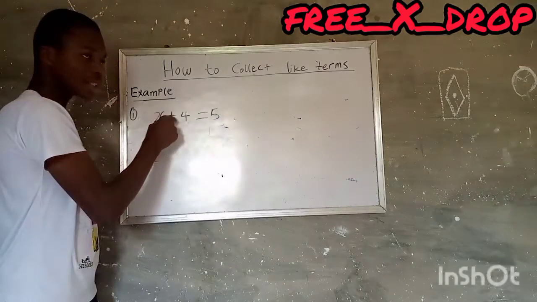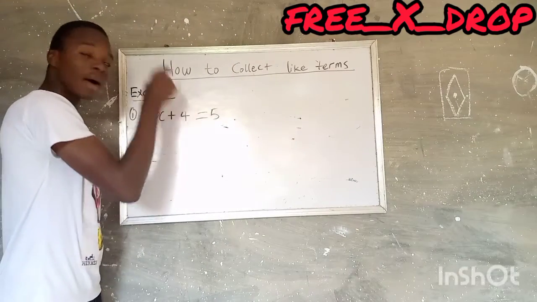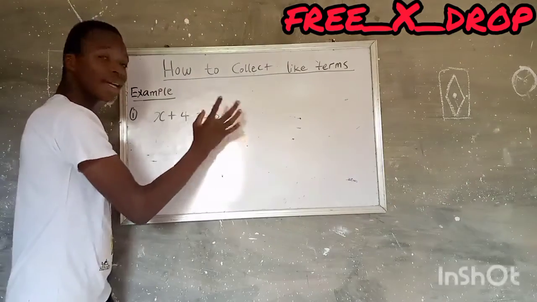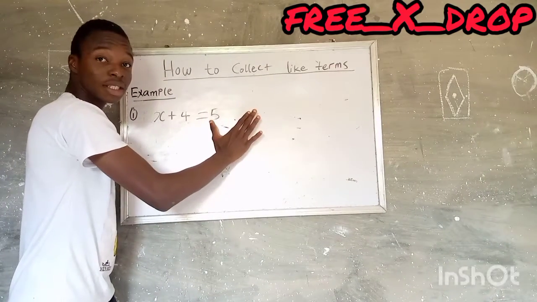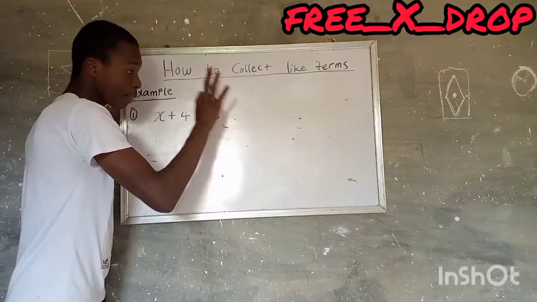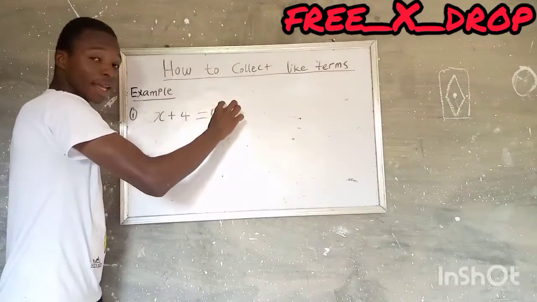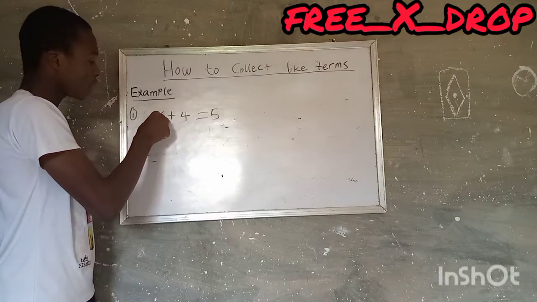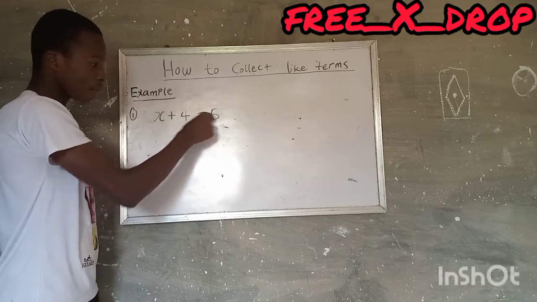Now, this letter is here and there's a number with it, and this side there's only a single number. This number can stay on its own because there's no letter disturbing it here. It's good here, so you leave it that way. Now you have x plus 4 equal to 5.